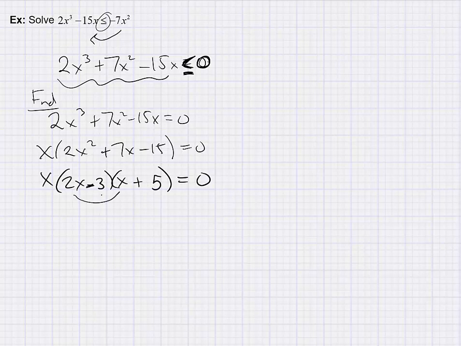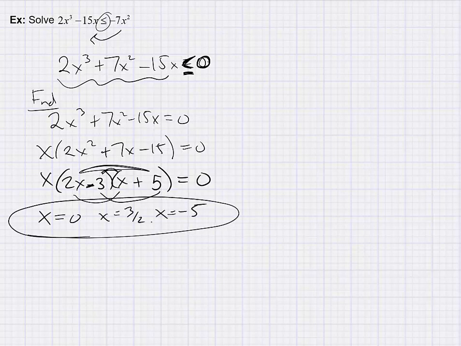So this is 2x squared, this is minus 15. Then the insides and the outsides together give me positive 7x. All right, so what does that tell me? When is this 0? When x equals 0, when x equals 3 halves, and when x equals negative 5. All right, that's where we're equal to 0.